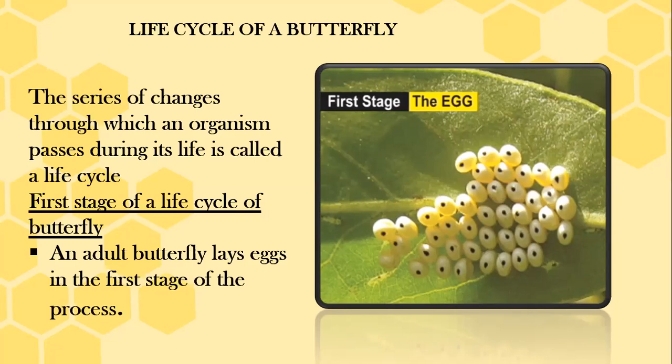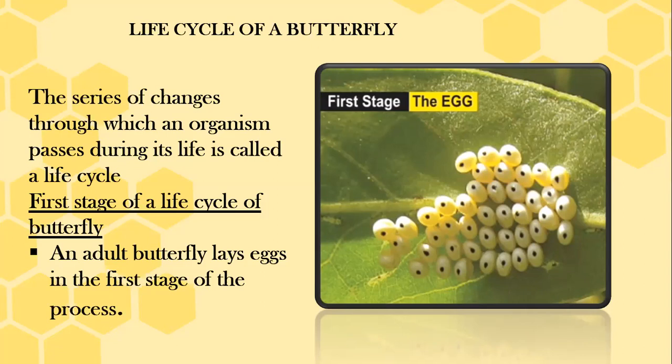Now, the series of changes through which an organism passes during its life is called a life cycle. Now the very first stage of the life cycle of a butterfly: first of all, it lays eggs. The butterfly lays eggs on leaves. You will not find its eggs here and there. It's not a hen. This is a picture of an egg; you cannot see its eggs like this, only under a microscope.